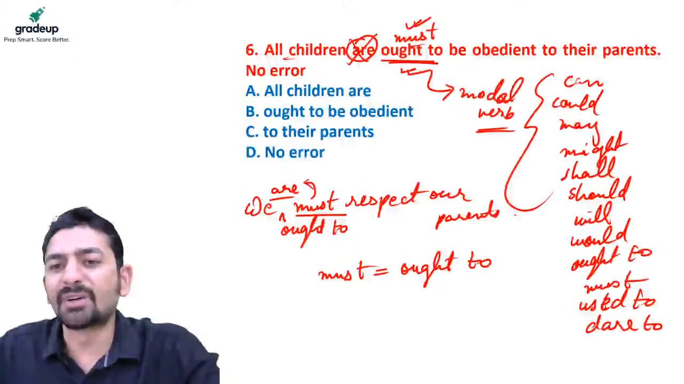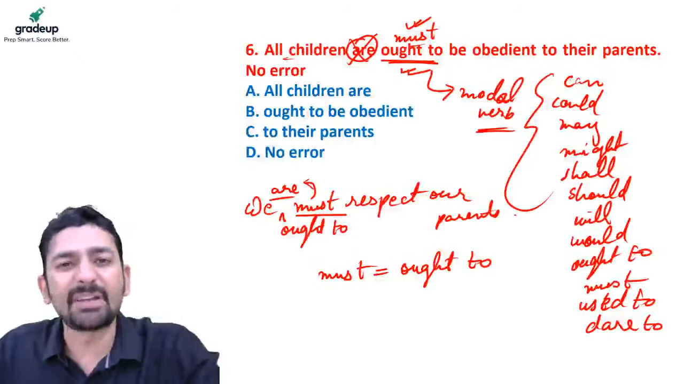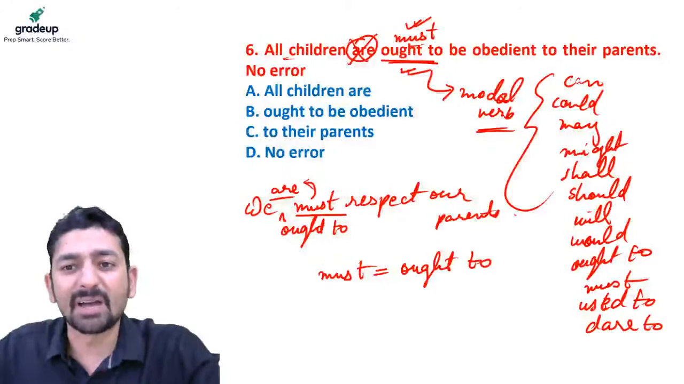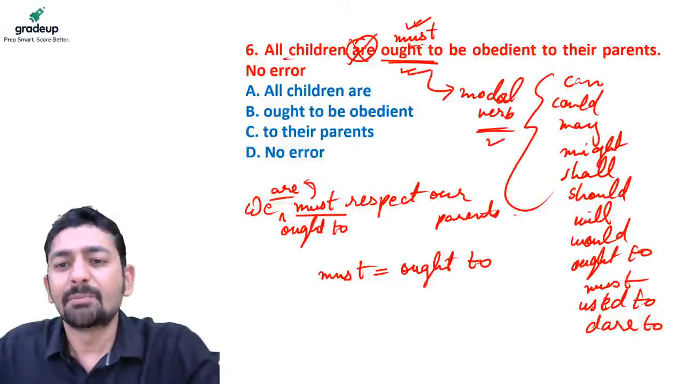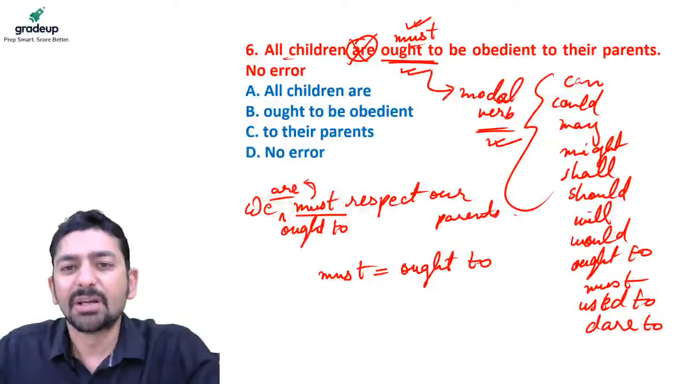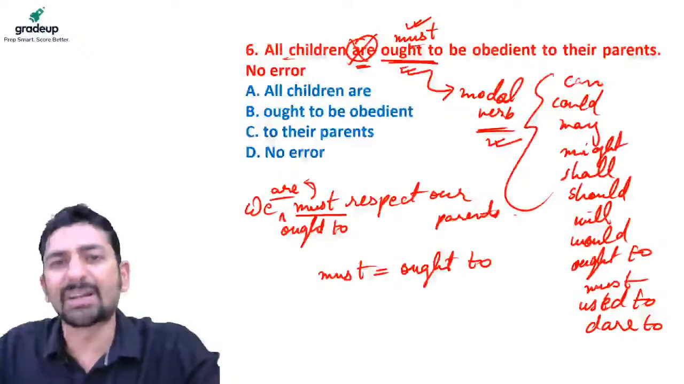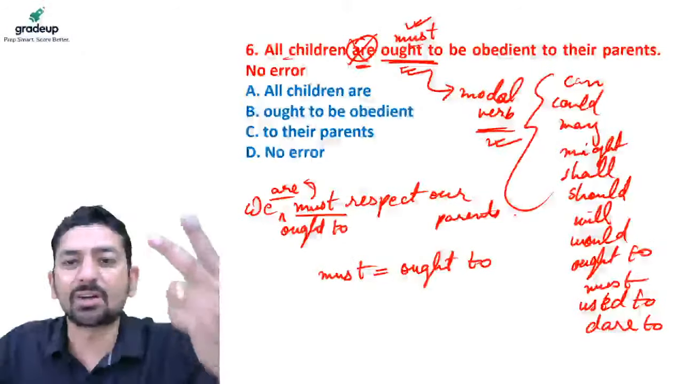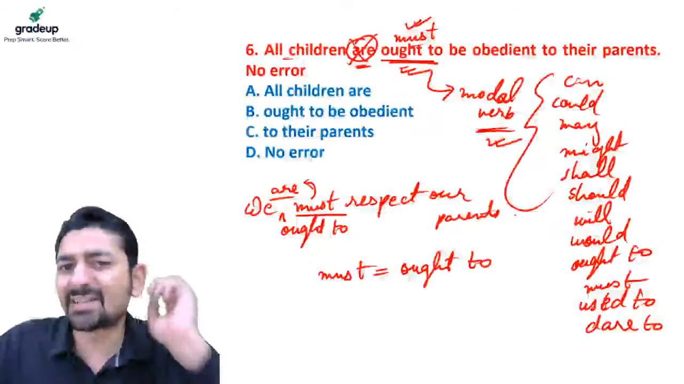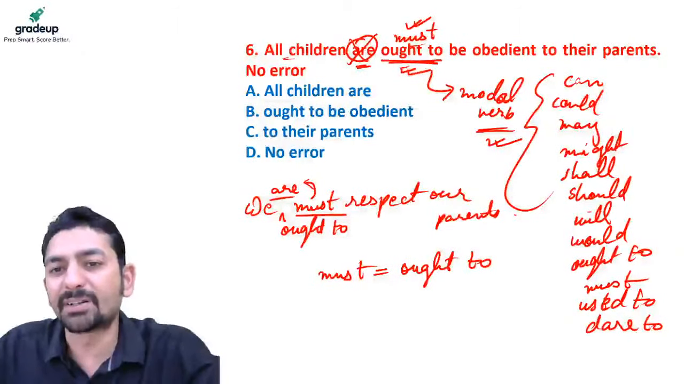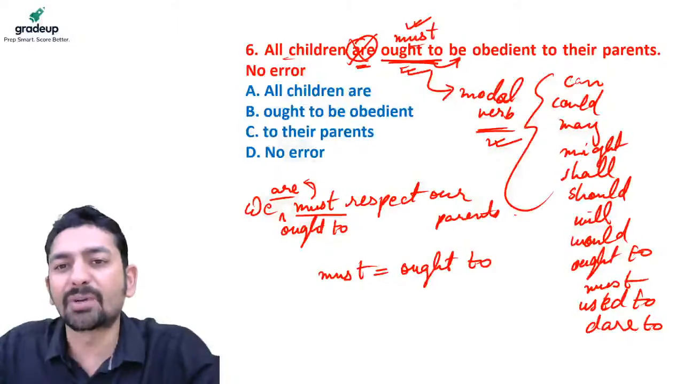All these modal verbs are types of helping verbs only. They act like helping verbs. I would not call them helping verbs, but they act like helping verbs. So you cannot put another helping verb before one helping verb. Two helping verbs cannot go together here. So that's the reason I remove "are". The sentence should be: all children ought to be obedient. After ought to, you have to write be.